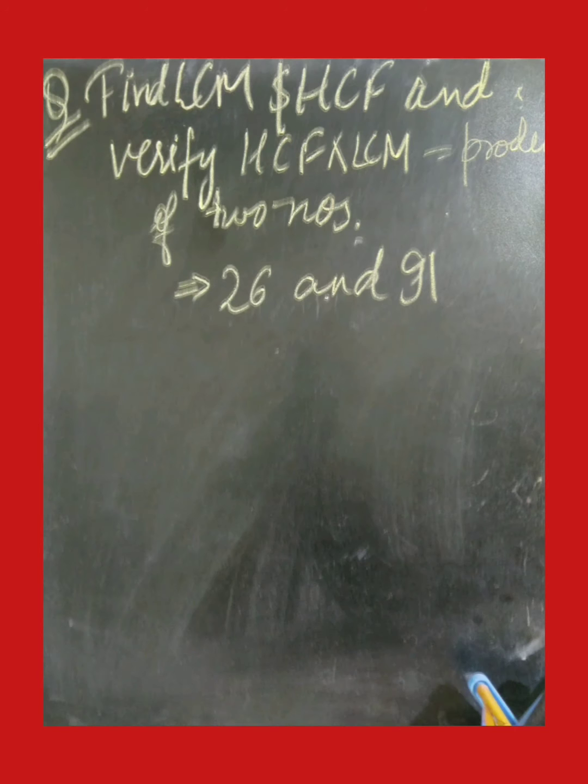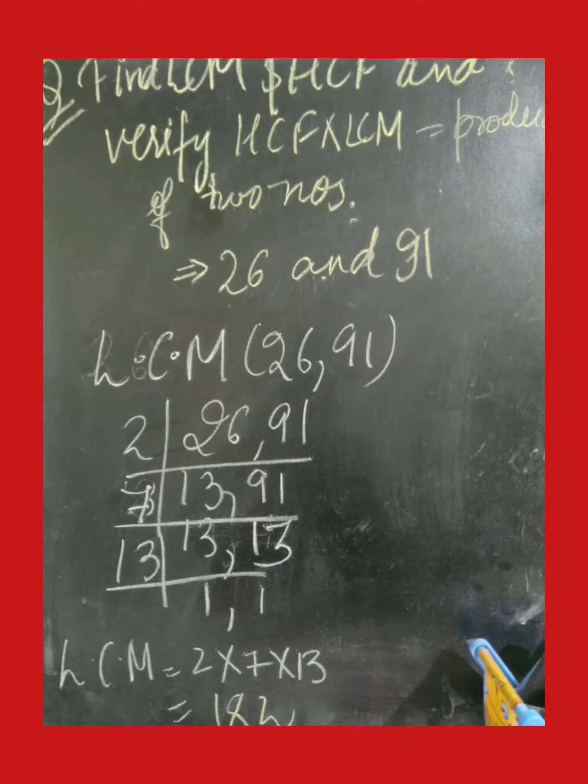This was so easy. Now come to the second question, which states: find the LCM and HCF of the two numbers 26 and 91, and verify that HCF into LCM is the product of the two numbers. It means that the LCM we get, I will multiply with the HCF, and it should be equal to 26 into 91. Firstly I have taken the LCM of 26 and 91. So 26 is 2 into 13, and 91 is 7 into 13. You know how to take the LCM of two numbers also. So I can write LCM is equal to 2 into 7 into 13, or 182.